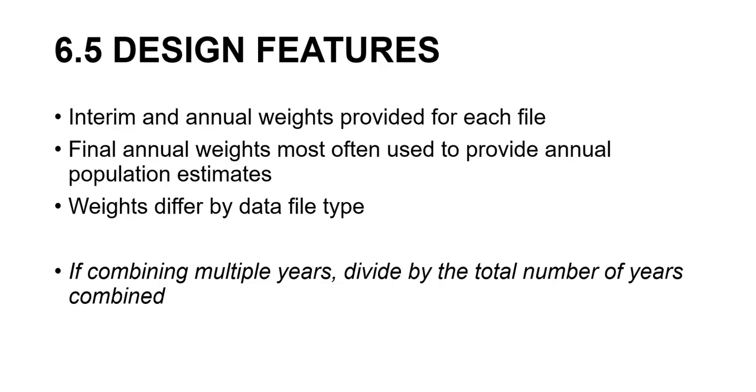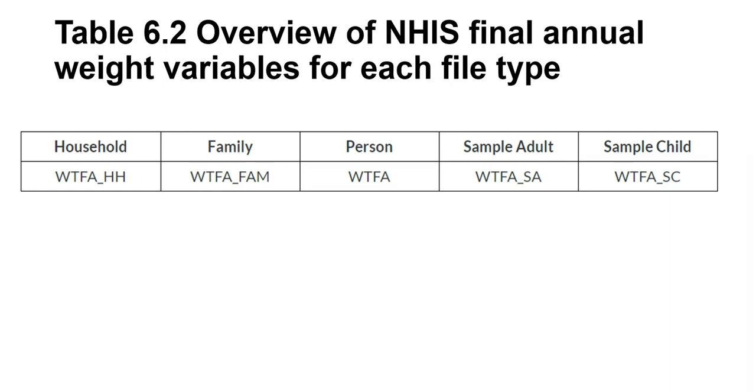And these weights differ by the data file type. So if you are using data from the person level file, there's a person weight. If you use data from the sample adult file, there's a sample weight. And it's important to note that if you're combining multiple years, you must divide by the total number of years combined. So Table 6.2 provides an overview of the final annual weights for variables for each file type.